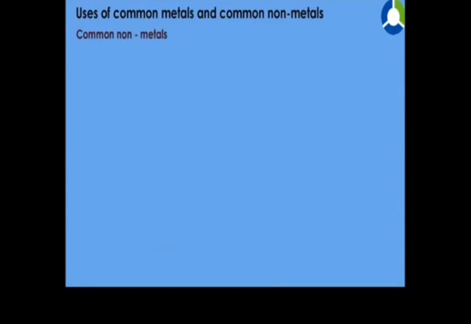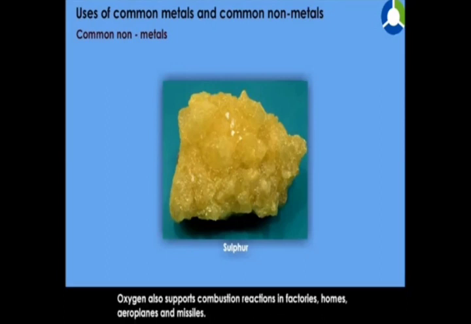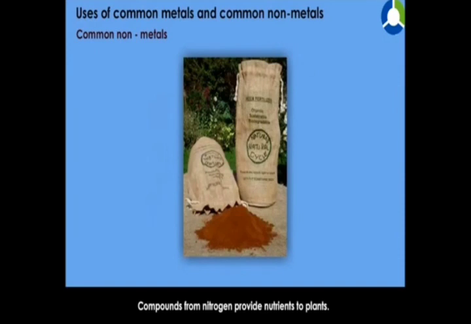Now, uses of some common non-metals. Sulfur is a common non-metal, and the rest of the non-metals are nitrogen, chlorine, iodine, etc. Oxygen is used by plants and animals for their survival. Oxygen also supports combustion reactions in factories, homes, aeroplanes and missiles for propulsion. Compounds of nitrogen provide nutrients to plants. In order to enhance the growth of plants, fertilizers are added artificially, right?